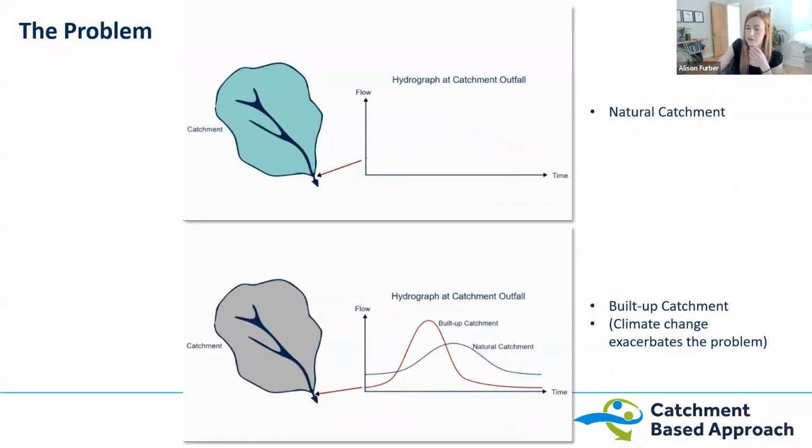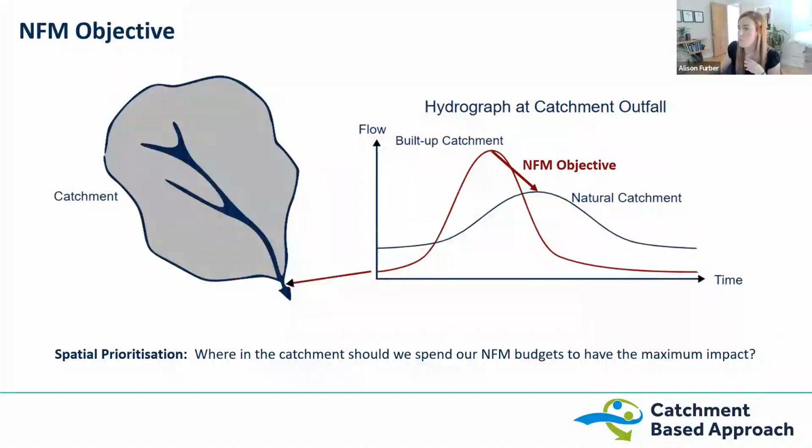So when it comes to NFM, we've got this problem where water is moving too quickly through the catchment, and the objective of our natural flood management, or NFM, is to really try to slow down that water as it's passing through the catchment. We want to try and return the hydrograph from this state that we've created to just slow it all down, reduce the peak flows, and have a more gentle flood response from the catchment.